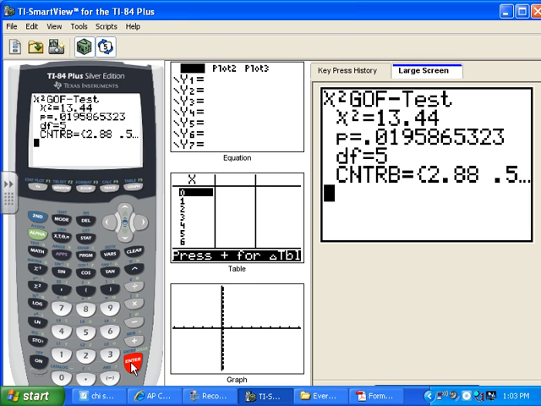What's also nice is if you're looking at this, this is actually giving you what was in list 3 that we created. You see that if you look at list 3, the first value is 2.8. So again, 13.44, degrees of freedom is 5, and we have a p-value of 0.02.